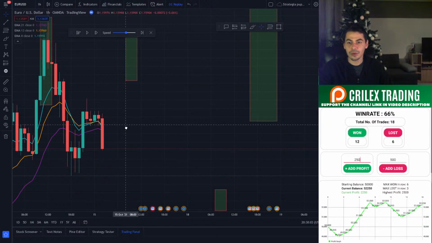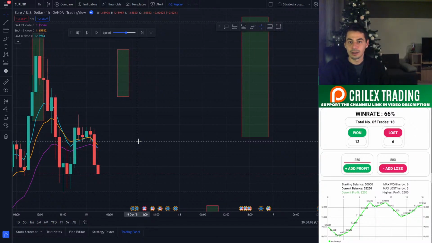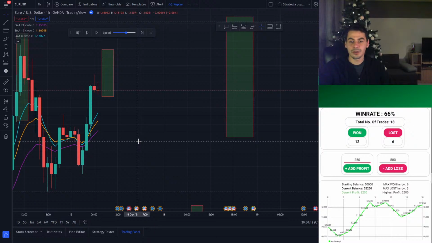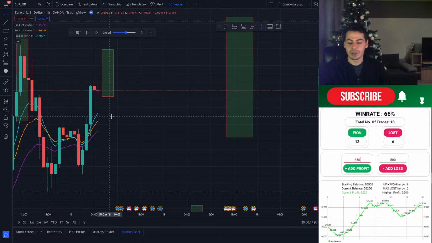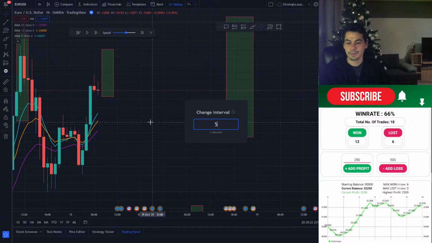We will shift to the 1 hour time frame because it was taking a bit too long to reach the next area. So this should be just good. As you can see, the candles are just above the EMAs. So let's shift back to the 5-minute time frame.